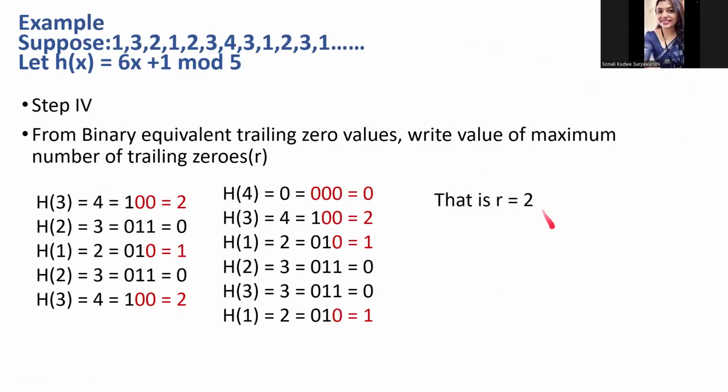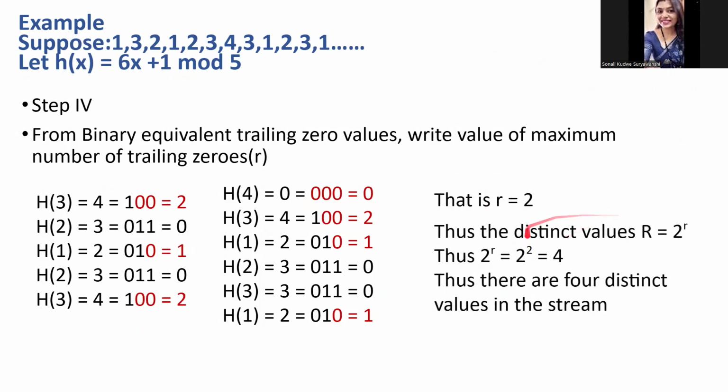R of A is 2. And because R of A is 2, that becomes our max value. So 2 to the power R, which is 2 to the power 2, will be 4 here. So I'm getting 4 distinct elements in the given string. So you can see that this function is chosen very correctly because I'm getting the exact value of the unique values from the data string.